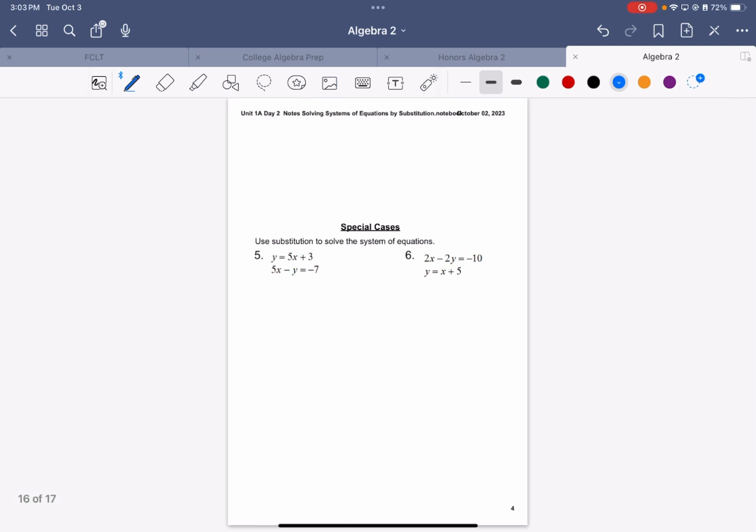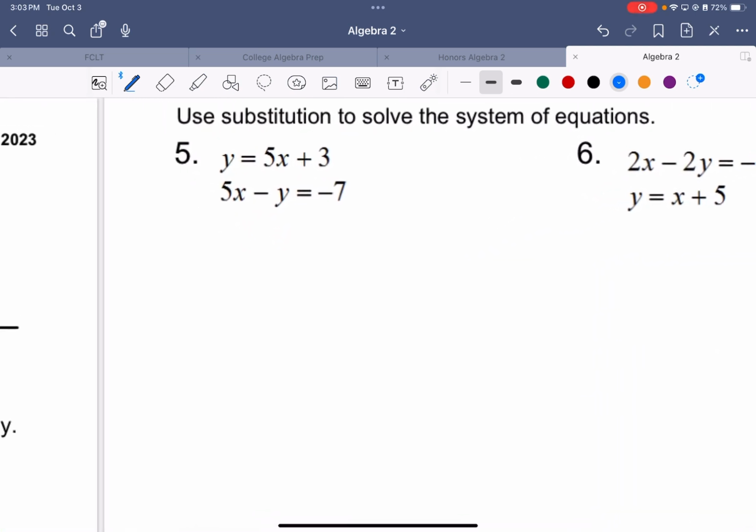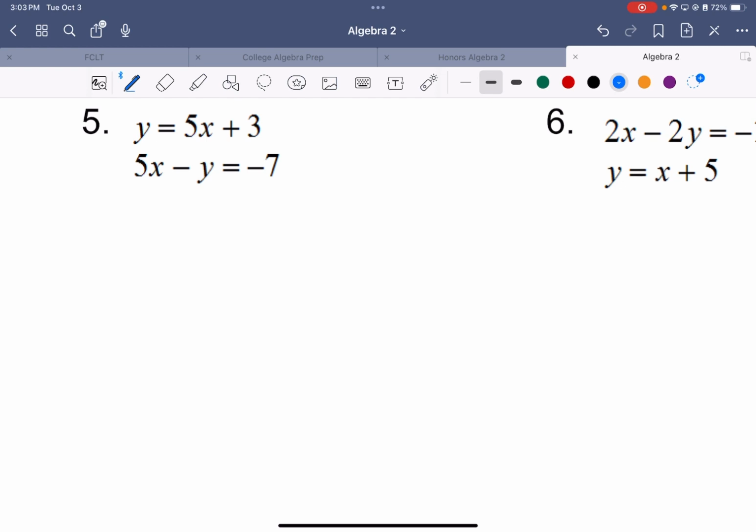All right. So, the last two I want to look at are special cases. In the first one, I've got y is equal to 5x plus 3, and 5x minus y is equal to negative 7. Again, if we go through the process, step 1, make sure one of them, first or second one, doesn't matter, is solved for y. First one is solved for y. Since the first one is solved for y, in my second equation, anywhere I see a y, I'm going to put 5x plus 3 inside of parentheses and just write everything else down.